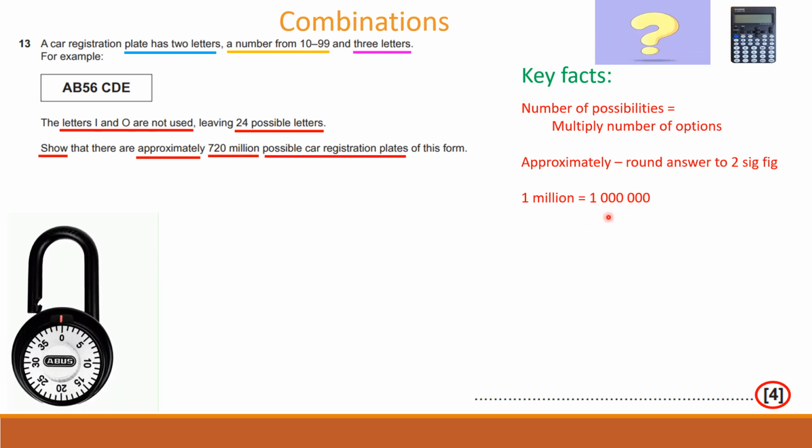These are all the key facts that you need to be able to work out the answer to this question. Press pause, have a go at working out the answer, and then press play when you're ready to hear the answer.